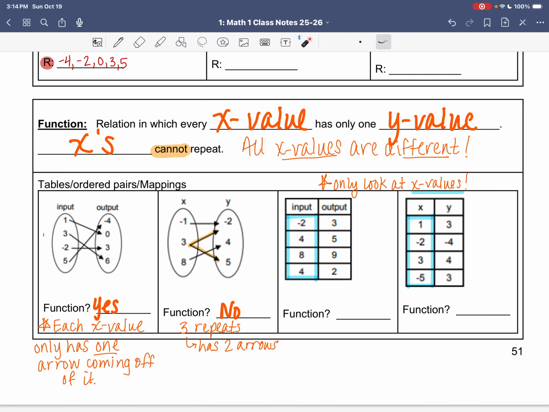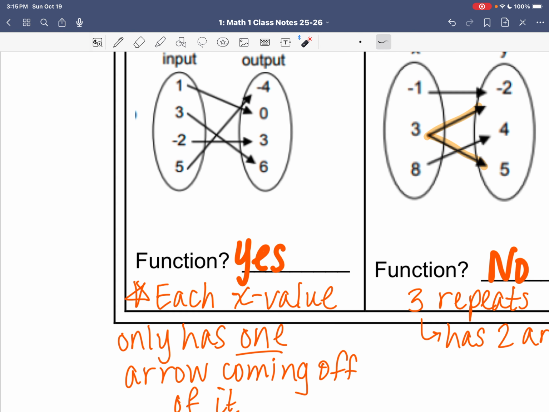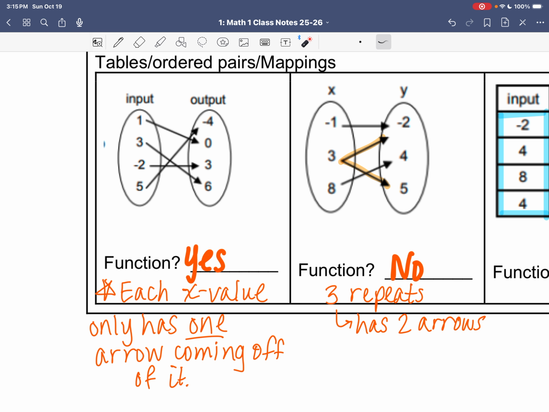All right. So a function is a relation in which every x value has only one y value. Basically, your x's cannot repeat. So all x values have to be different in order for it to be a function. So a relation is just any set of ordered pairs, but a function is a specific type of relation. All right, so let's look here, and we're going to determine if these are functions.